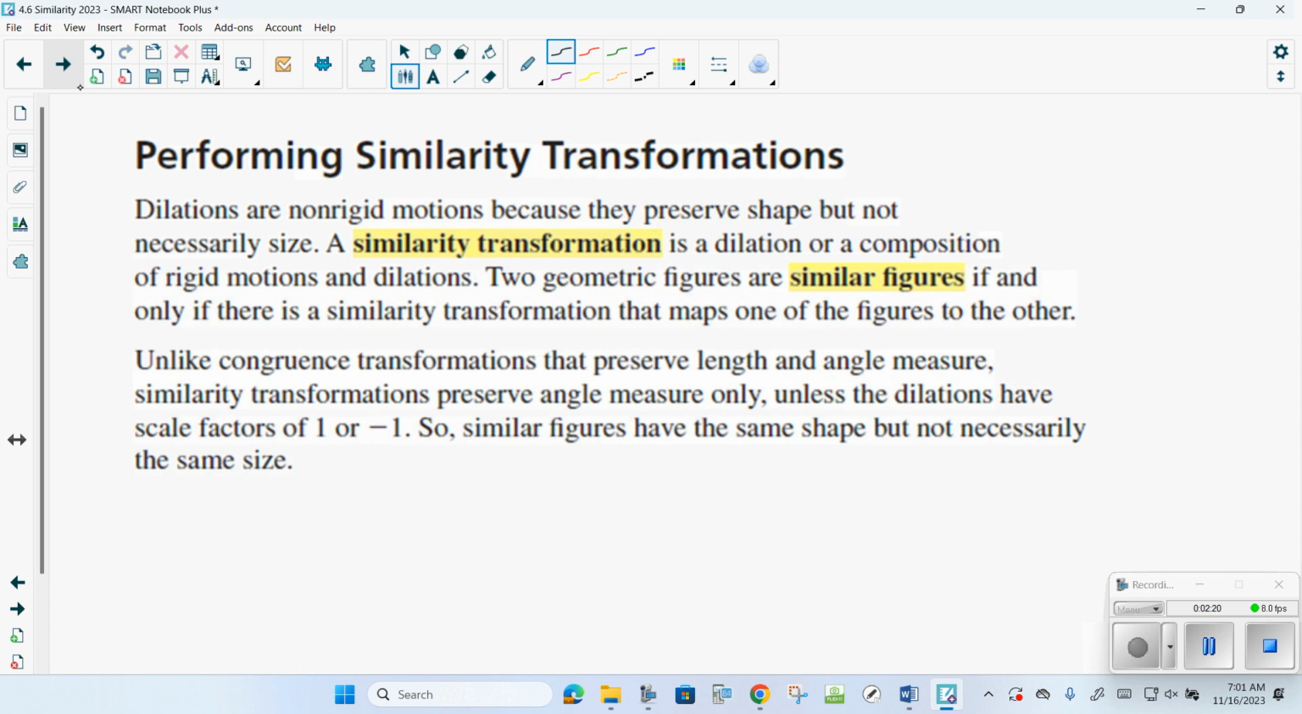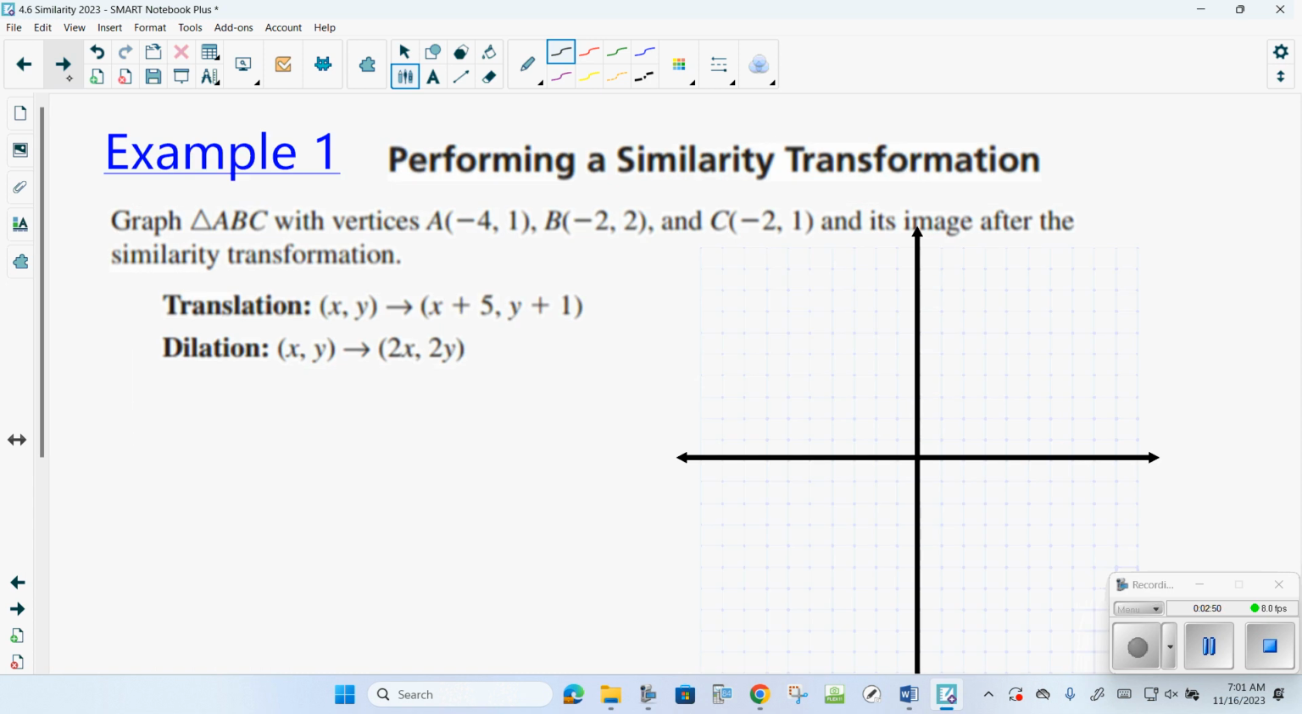Dilations are a non-rigid motion because they preserve the shape but not necessarily the size. A similarity transformation is a dilation or a composition of rigid motions and a dilation. Two geometric figures are similar if and only if there's a similarity transformation that maps one figure to the other. Unlike congruence transformations that preserve the length and angle measure, similarity transformations only preserve the angles, unless the dilation is a 1 or -1.